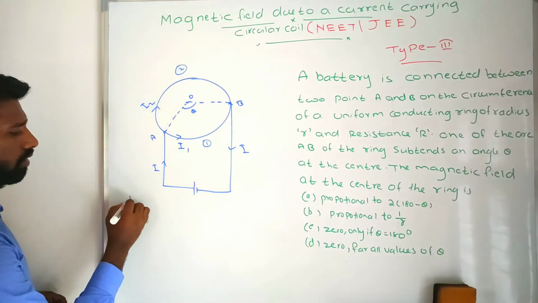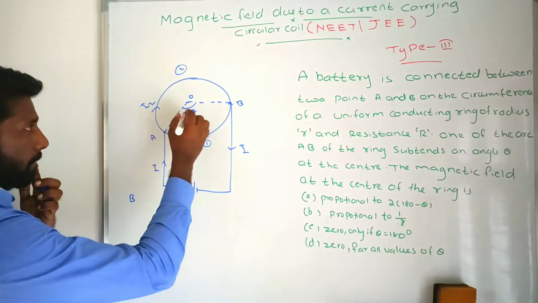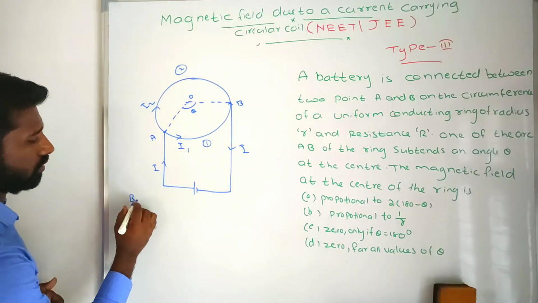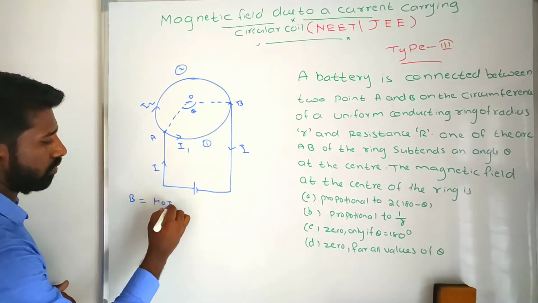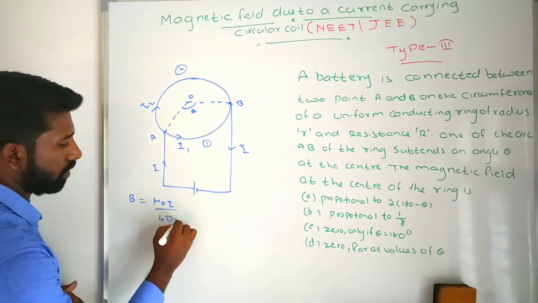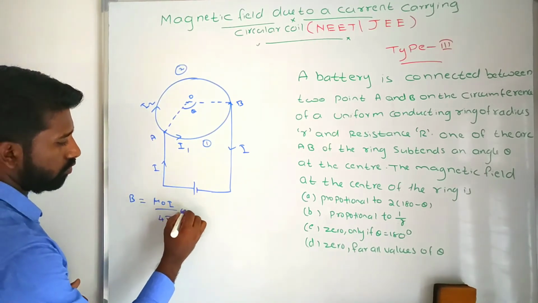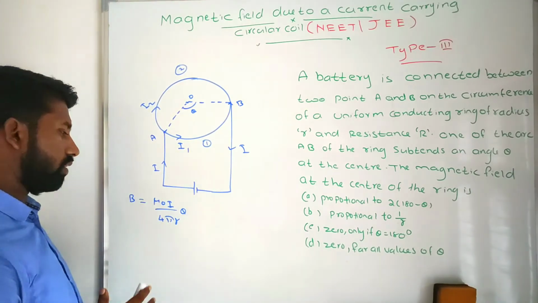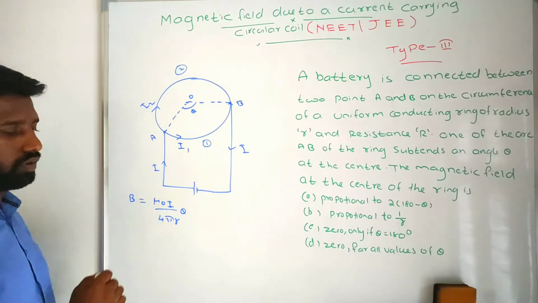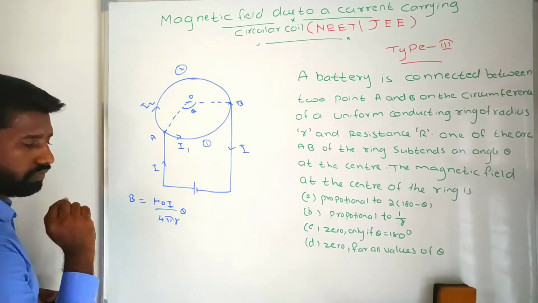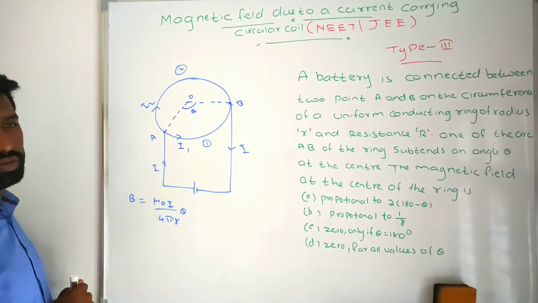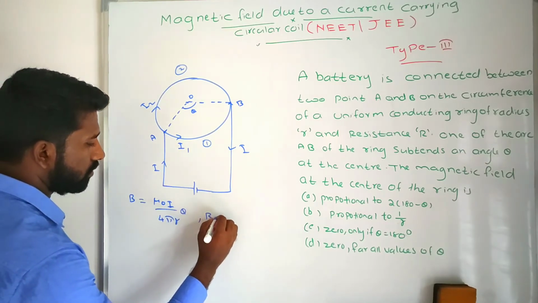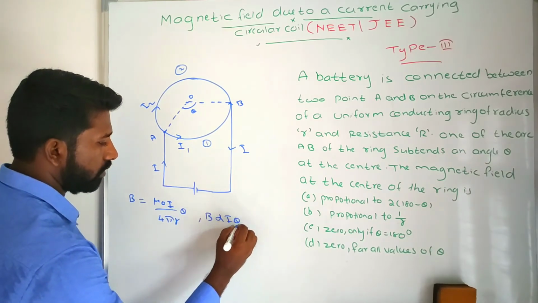Magnetic field produced by a circular loop, that is an arc, at the center is B equal to mu 0 I by 4 pi r into theta, where r is the radius. Clear? Okay. Let me see if the angle varies, is there any change in the B value? So look here. Mu 0 is constant, 4 is constant, pi is constant, and r is also constant. R is the radius. So I can say that B is directly proportional to I theta.